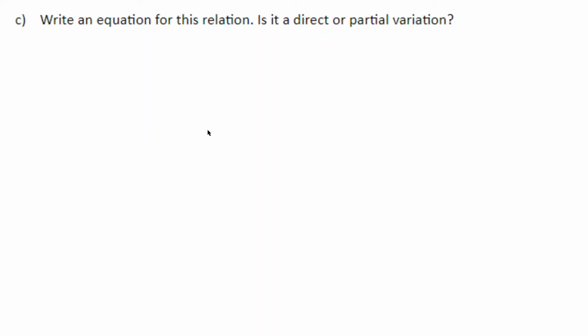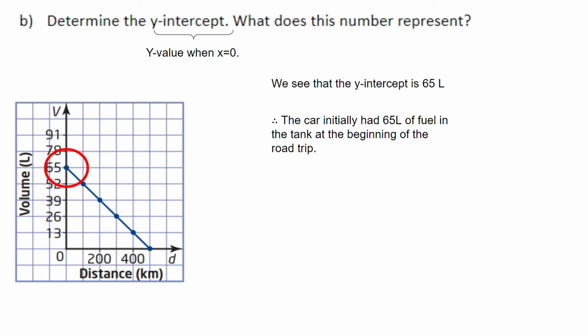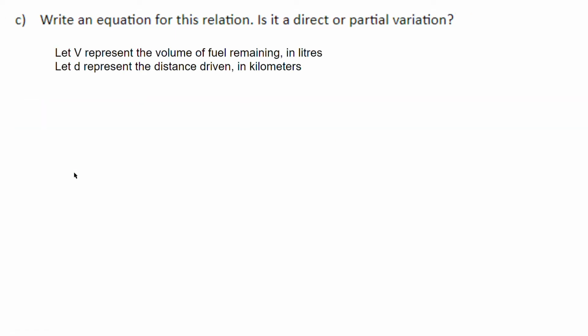Write an equation for this relation. Is it a direct or partial variation? Well, we saw that the y-intercept was not 0, so right away we can see that this is going to be a partial variation. So first we define our variables like we always do.